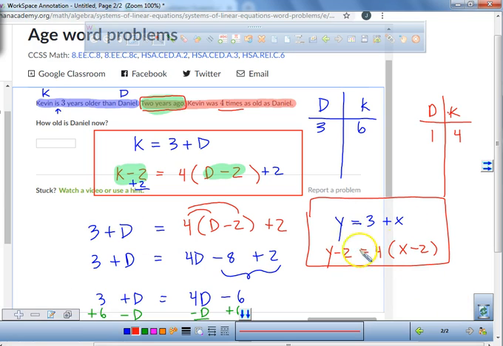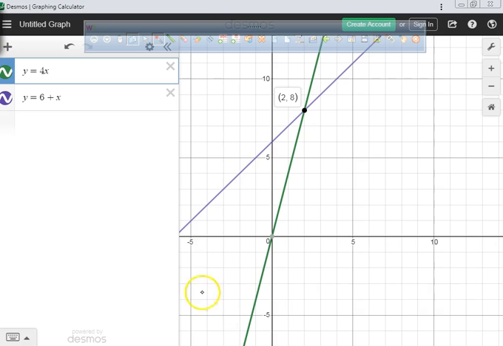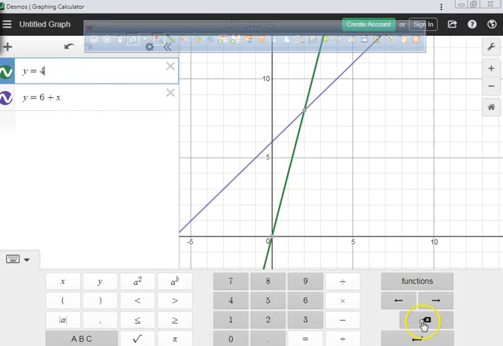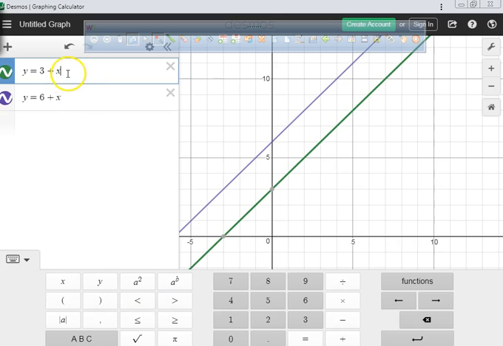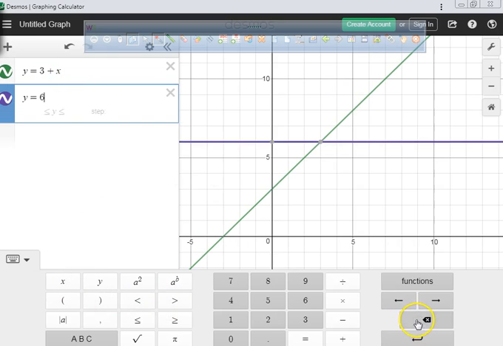So we're going to type these both equations into Desmos. Here's the cool thing. Check this out. The first one's easy. We just type in 3 plus x. If you haven't written them down, you can still, there's the first equation. Okay?